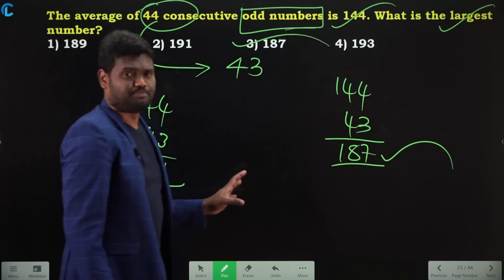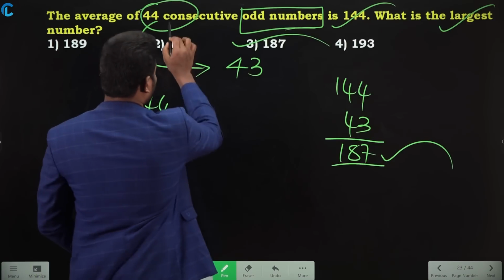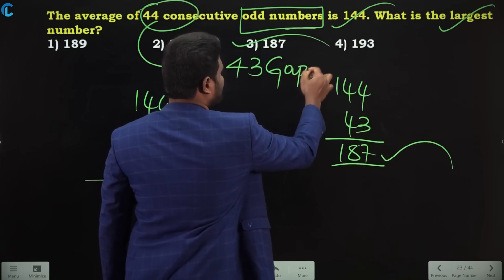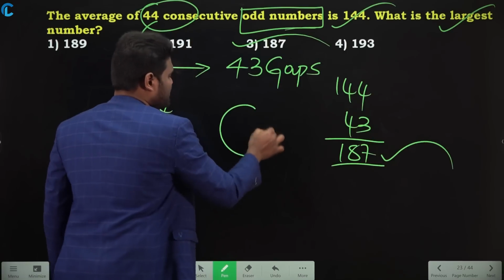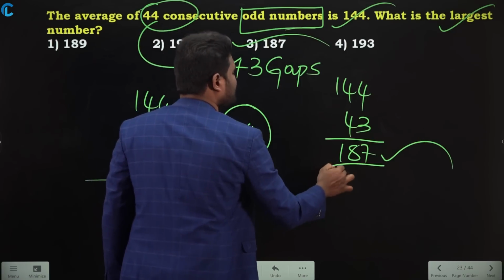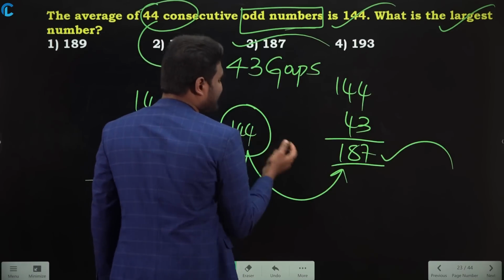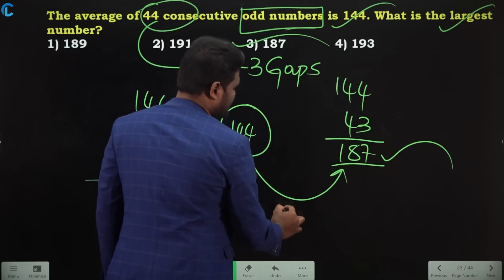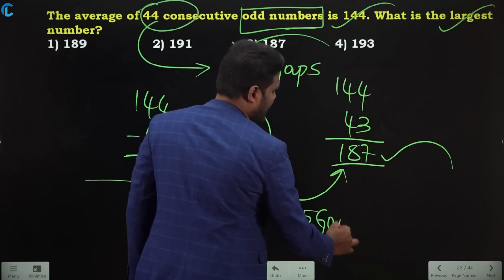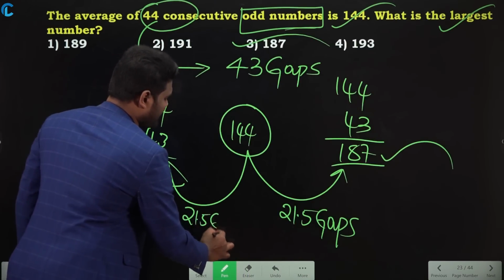These are very simple. Or else you can go with the normal procedure, whatever I had told you. If you go with the normal procedure, 44 consecutive numbers will have 43 gaps. Out of these 43 gaps, the average is nothing but 144. So half of them will be forward, half of them will be backward. Which means 43 half, that is 21.5. This is 21.5 gaps, and similarly another 21.5 gaps.